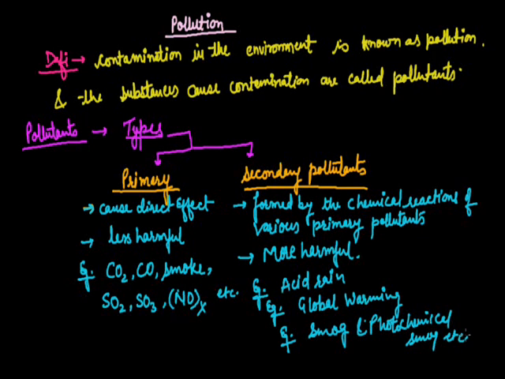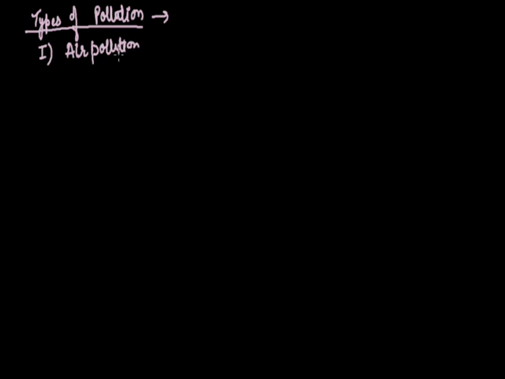Here we will discuss air and water pollution. Now I can start the topic as types of pollution. On the basis of the natural resource, or you can say where the contamination is done, pollution can be categorized into further categories. The first is known as air pollution. As I told you, the contamination is done in air.